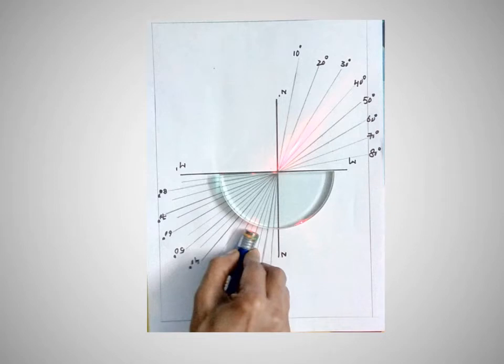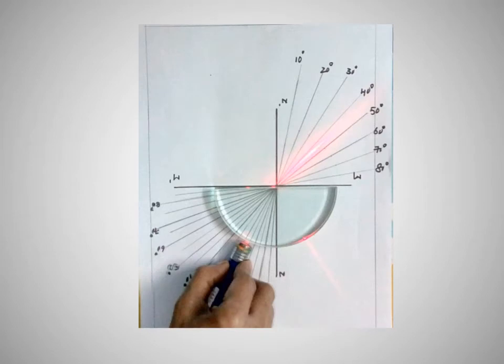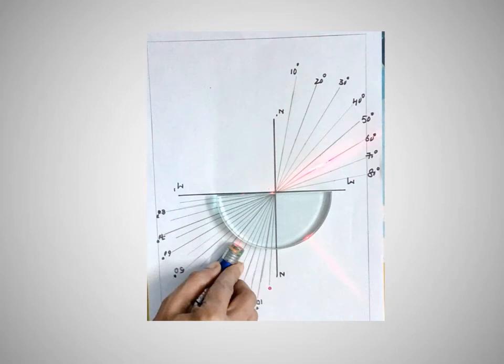Now the angle of incidence is 25. Observe the angle of refraction. Now the angle of incidence is 30. Observe the angle of refraction. Now the angle of incidence is 35. Observe the angle of refraction.